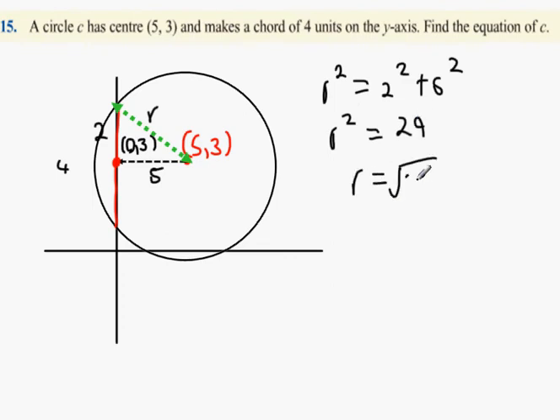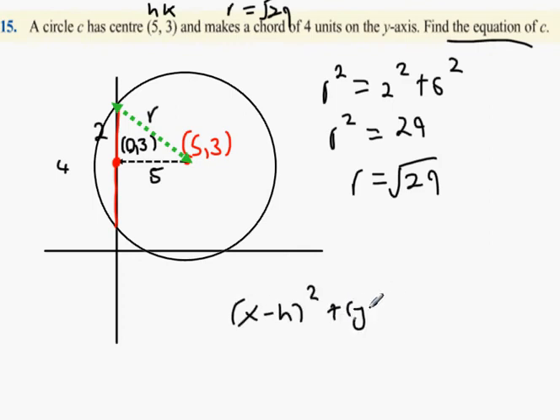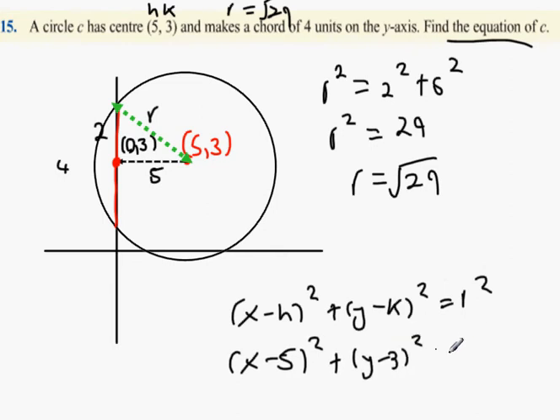Now all of a sudden you have your center, which is your (h, k), and you have your radius of root 29. You put down your equation of a circle formula, and what you get is: (x minus 5) squared plus (y minus 3) squared equals 29. That's it.